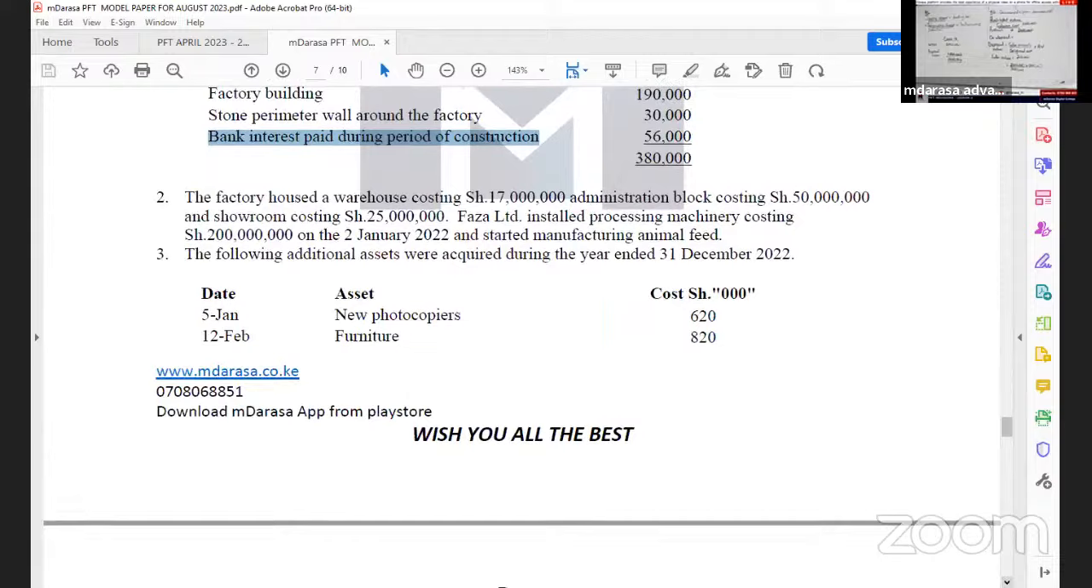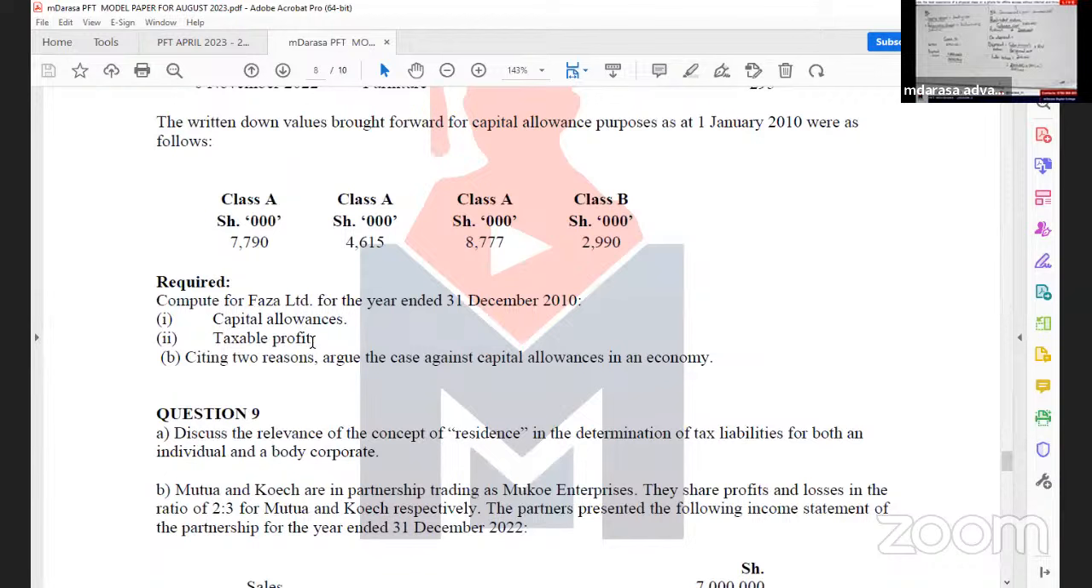I'm also having, you're not only told to prepare capital allowance, but rather you're supposed to prepare what? Taxable profit. So these are very ideal questions that if at all you can handle and understand this question, I'm not sure if there's any question for capital allowance that you can't handle. That one I'm very sure. If you basically understand it very clearly, there's no question for capital allowance which you can't handle.